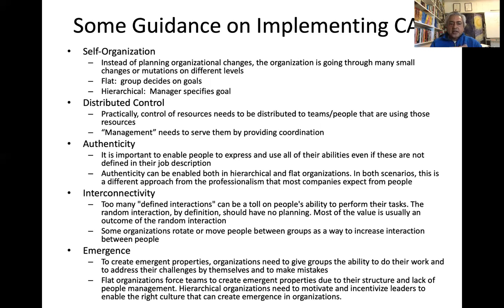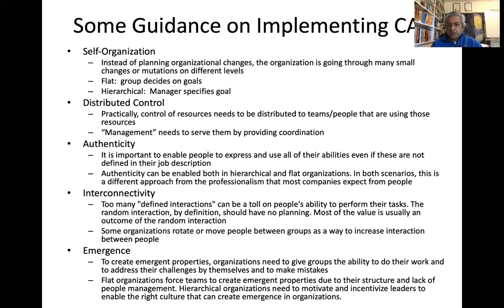So, self-organization. Some guidance on implementing this is that instead of planning organizational changes, the organization is going through many changes or mutations on different levels. And that really is how we should think about inserting this notion of self-organization into the system, to allow this aspect of mutations to actually happen in real time.